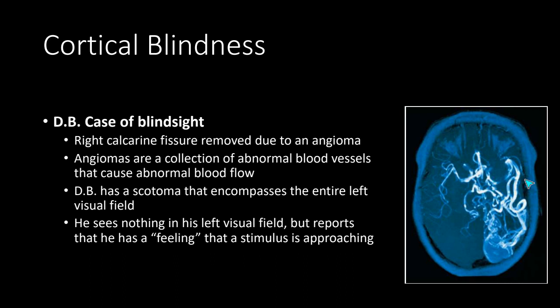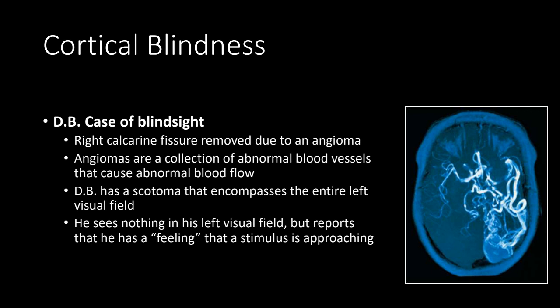So if we're looking here, this is a CT scan showing this angioma, which is basically all it is, a collection of abnormal blood vessels. So that's what this is showing right here. And this causes disruptions in blood flow or abnormal blood flow to different regions of the brain. So because of this angioma, DB had his right calcarine fissure removed to get rid of that angioma. So then he was losing a significant part of his visual cortex. So basically what he has is a scotoma that encompasses his entire left visual field. So right side, right calcarine fissure removed, basically the entire left visual field is not seen by him.